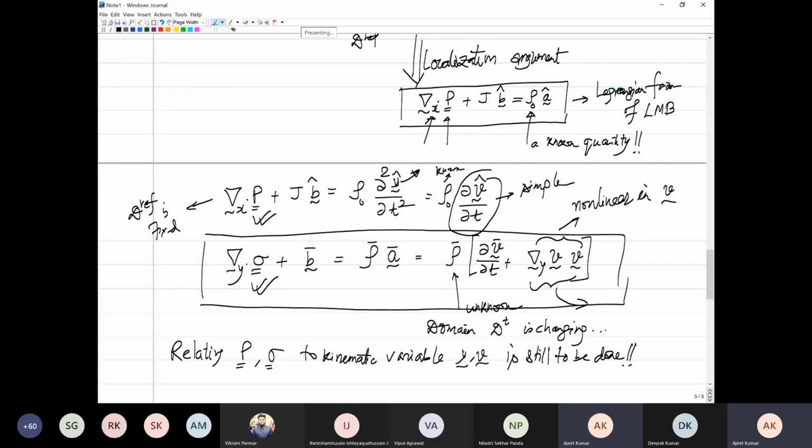And it turns out for fluid mechanics, relating sigma to the kinematic variable is much easier. It has a much nicer form, whereas relating p to the kinematic variable is messy for fluid-like bodies. Whereas for a solid-like body, it's the other way. Relating p to the kinematic variable is easier. So that is what flips this Eulerian form of equation in the favor of fluid mechanics.